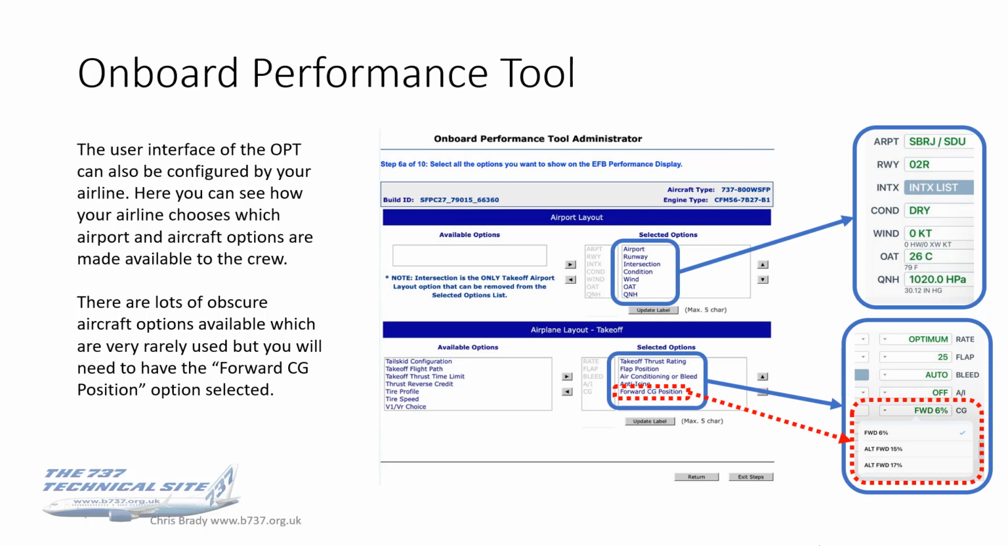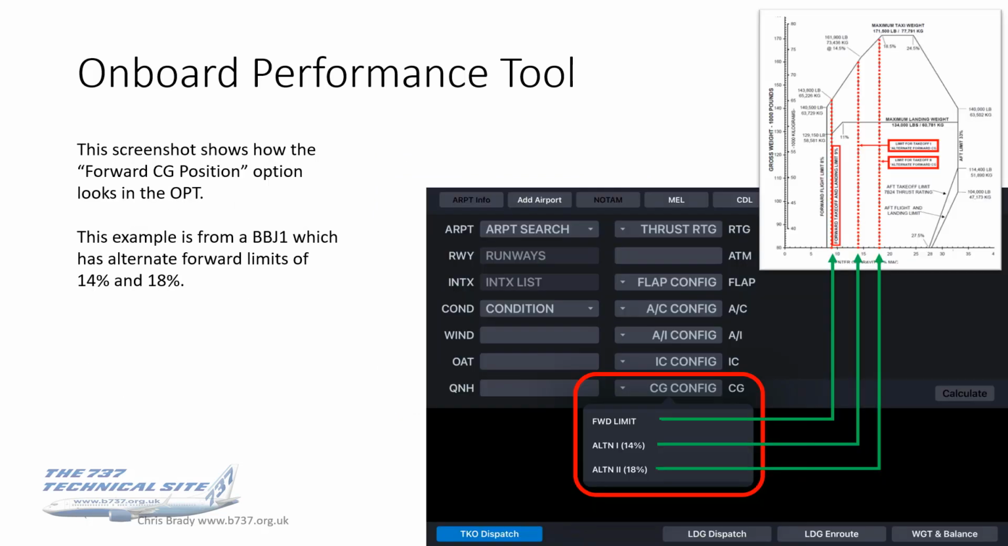But if you've got the alternate forward CG option, then you will need to have the alternate forward CG position option selected in the OPT administrator, so the crew can select the necessary CG. This screenshot shows how the forward CG position option looks in an OPT. Again, this is the BBJ example, which has got forward limits of 14% and 18%, and you can see I've just drawn in there green arrows showing to where they translate to on the envelope.